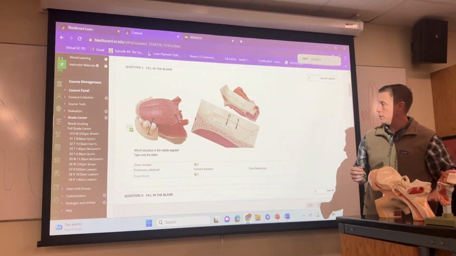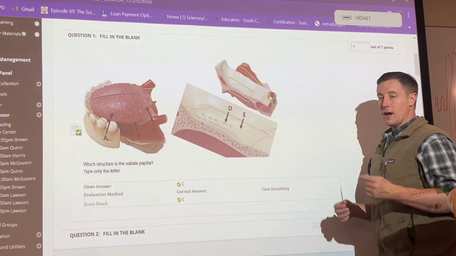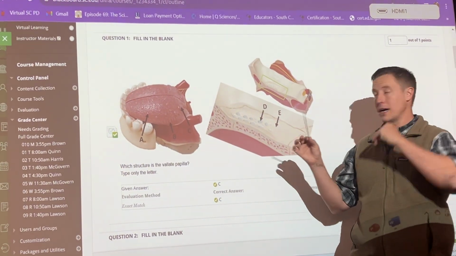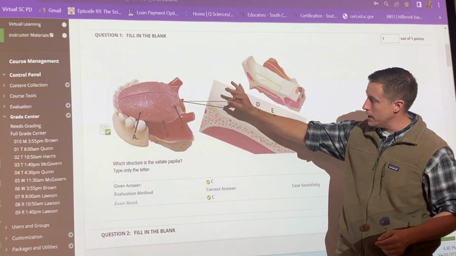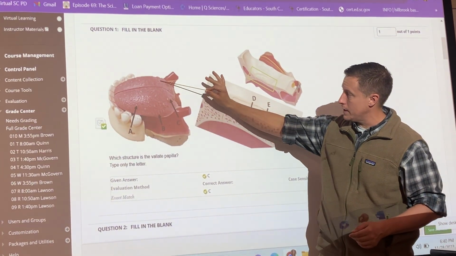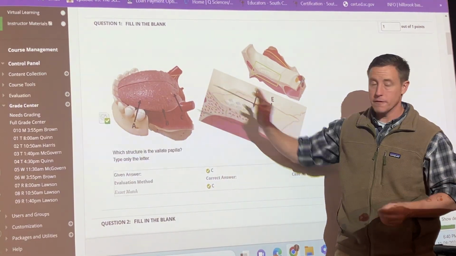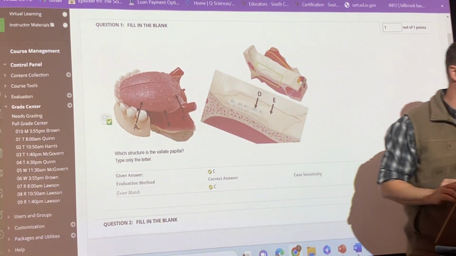Perfect. Good review for what we just went over. Identify the vallate papillae. Remember, vallate, flying V. We're in the back of the tongue. The vallate papillae are these taste papillae all right here. So letter C will be the vallate taste papillae.